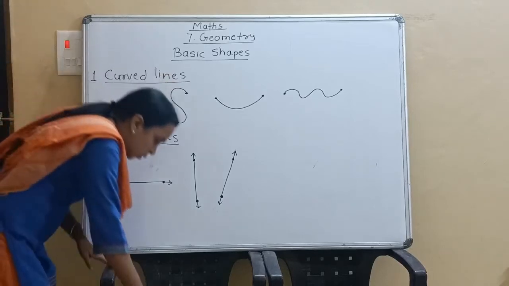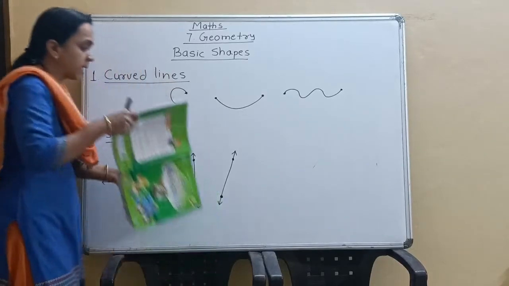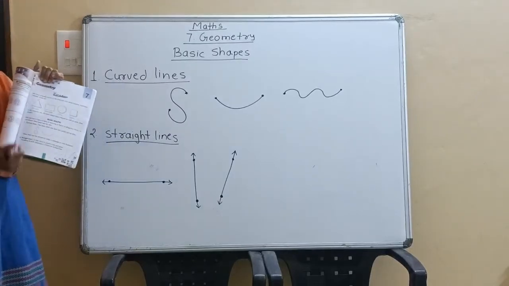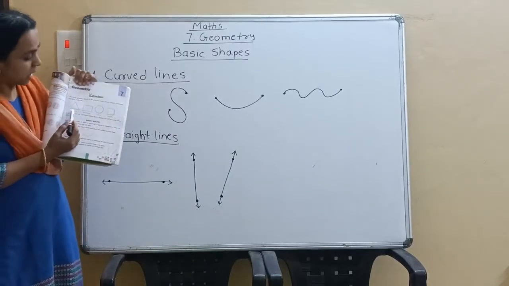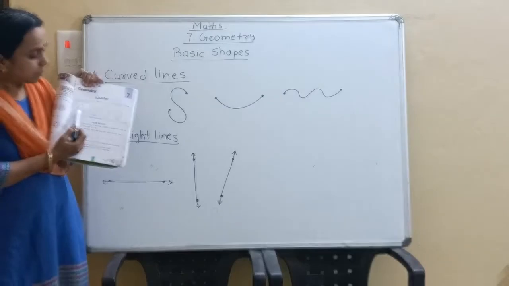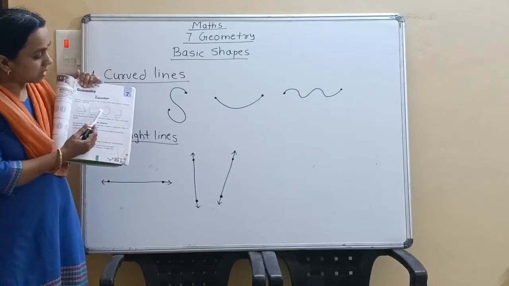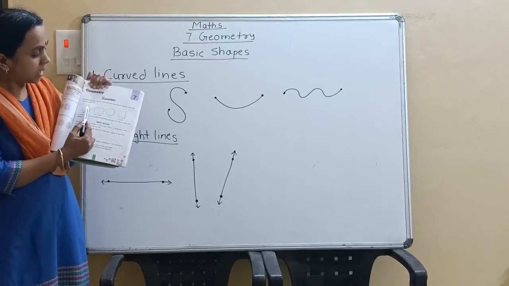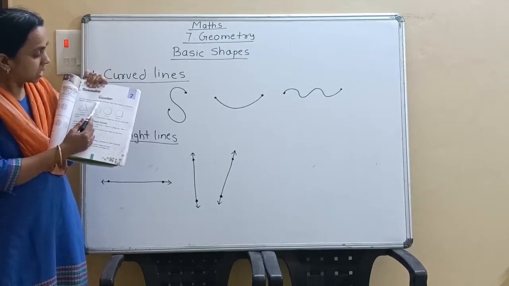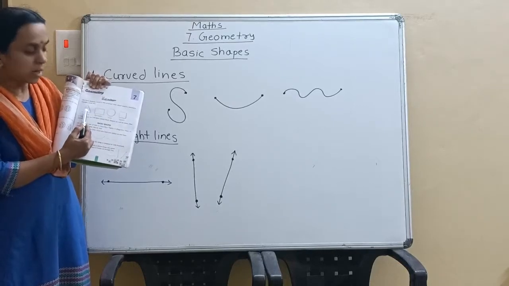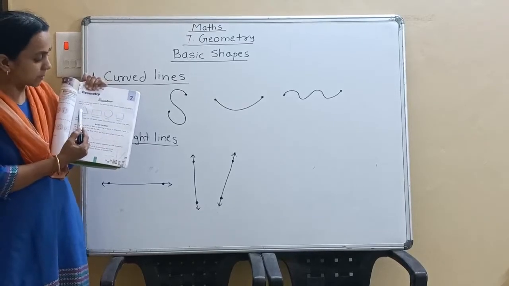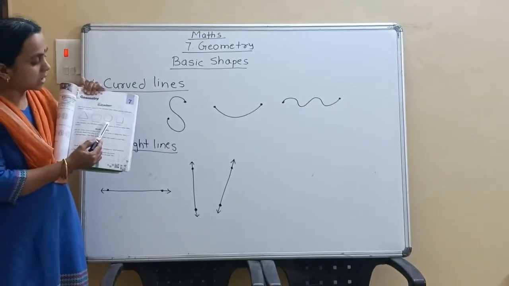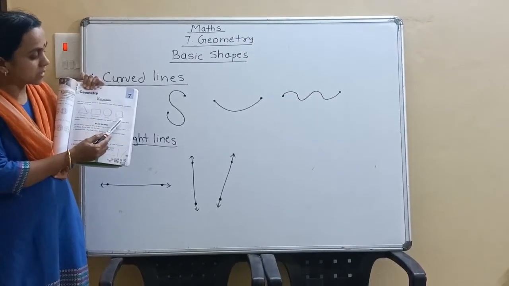In previous classes, see your page number 119. You have already studied triangle, rectangle, circle and square. These are the very basic fundamental shapes, so everybody knows them. First one is triangle, second is rectangle, third is circle, fourth is square.